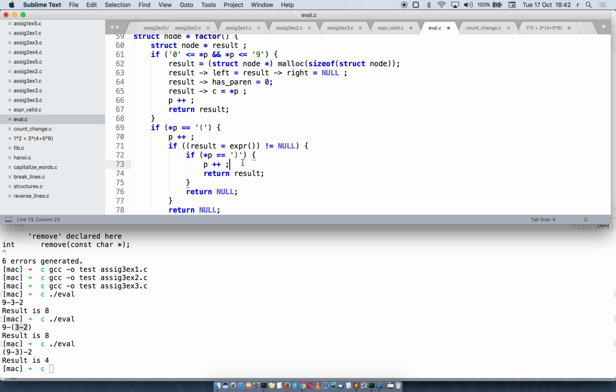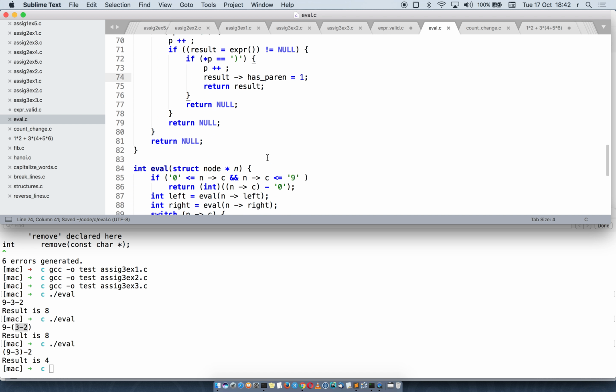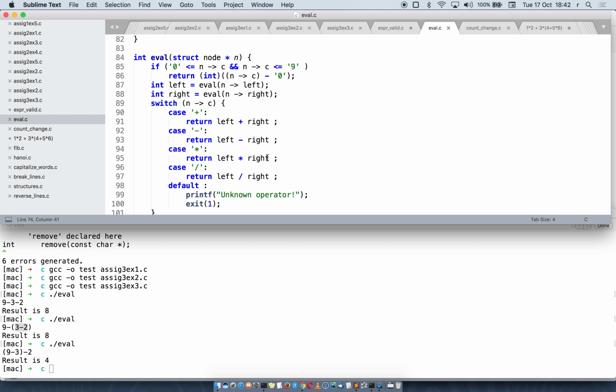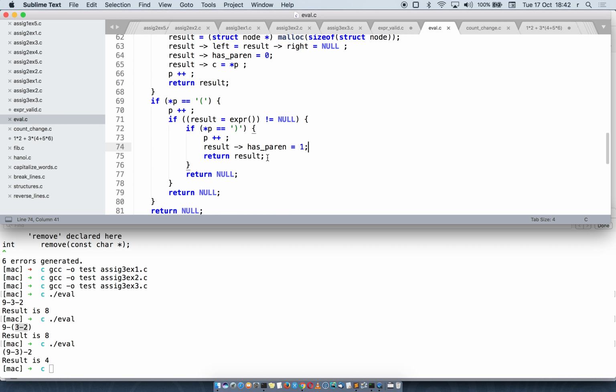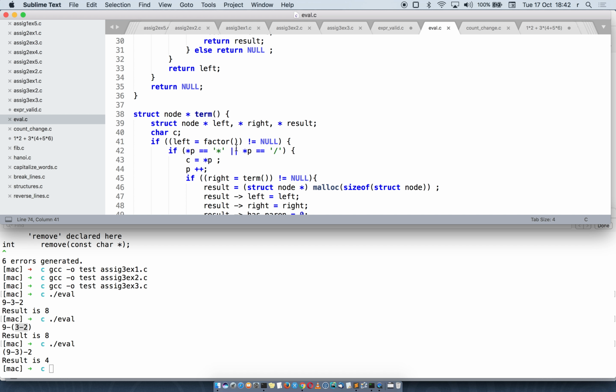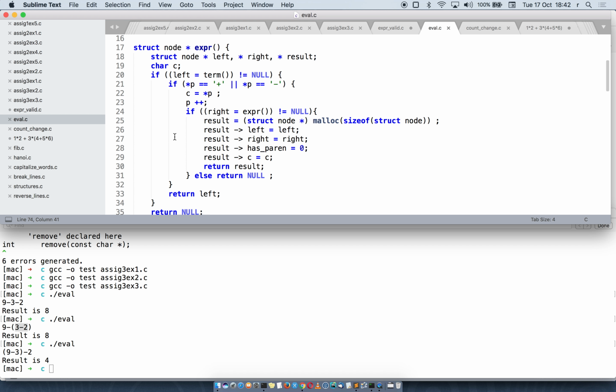So let's alter this to be 1. Okay? So for the time being, there's nothing more to do. All right? Now, let's look at this rule, right?